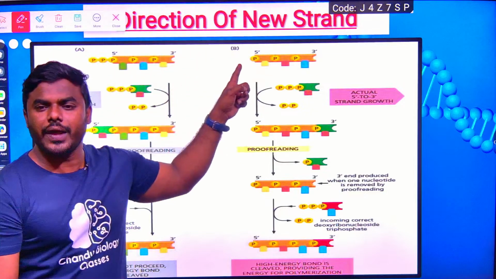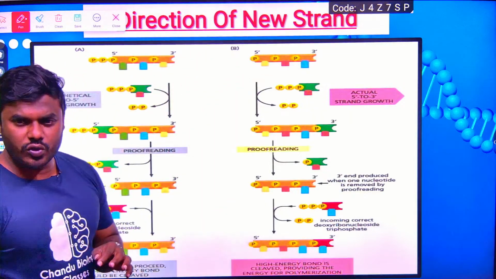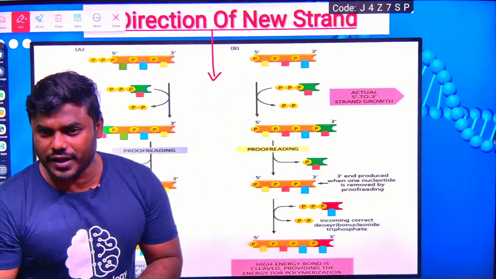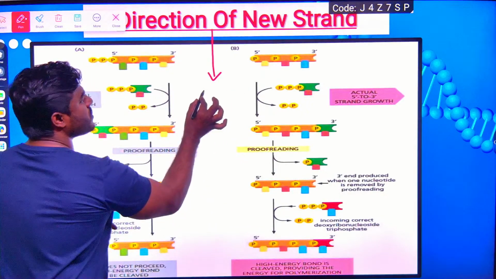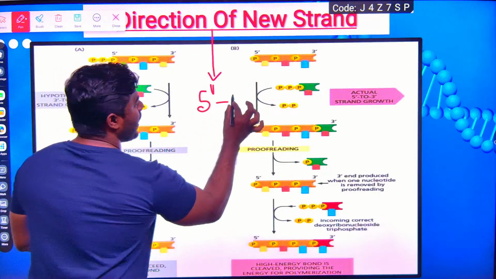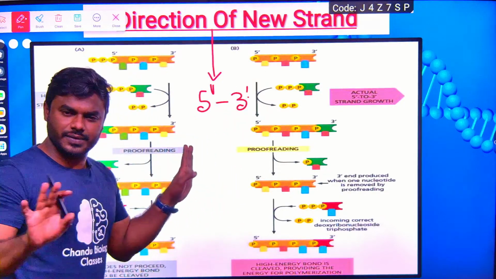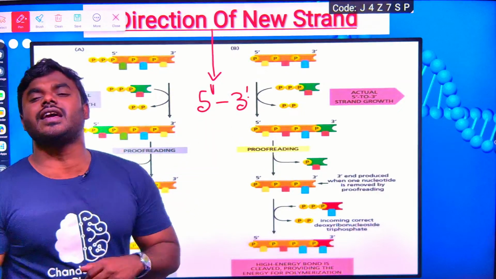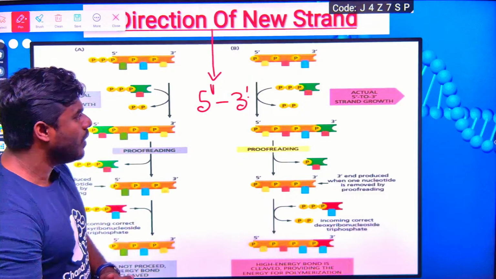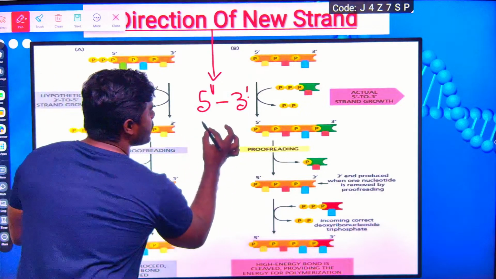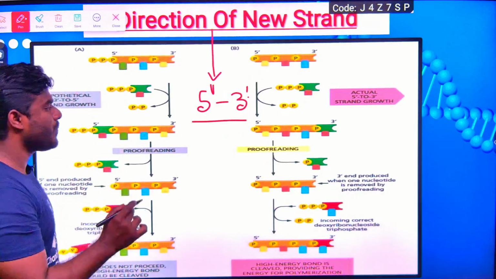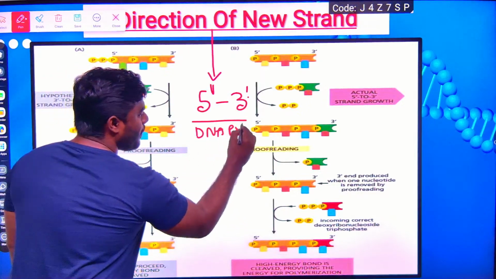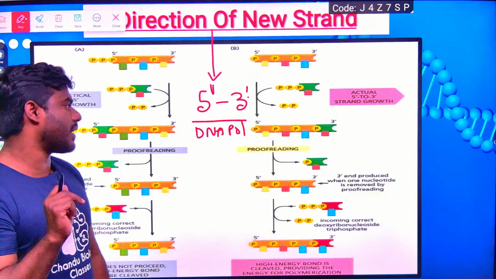Direction of new strand. According to the rules, every DNA strand which is synthesized newly, that is the daughter DNA, all the time synthesizes only in which direction? 5 prime to 3 prime. It is fixed. Now we have to prove why only 5 prime to 3 prime, why not any other direction. Before that, you all have to understand one crystal clear point. What is the major enzyme involved in DNA replication? DNA polymerase.